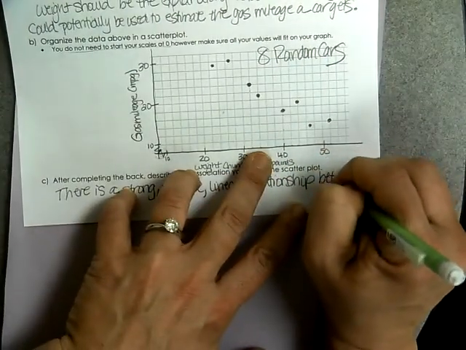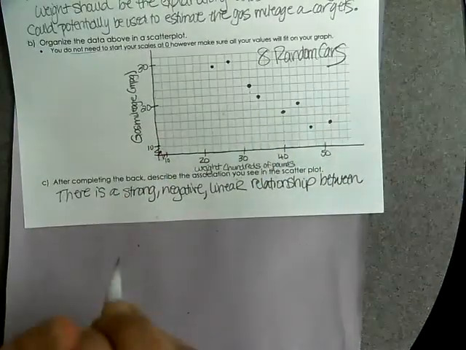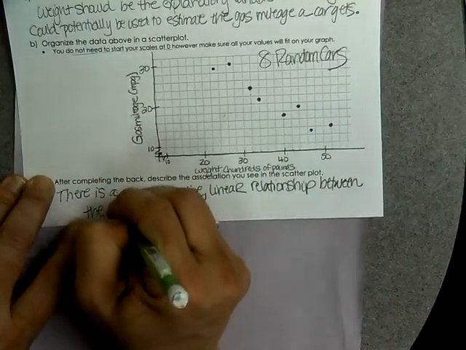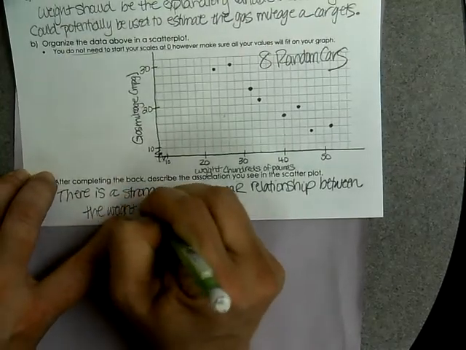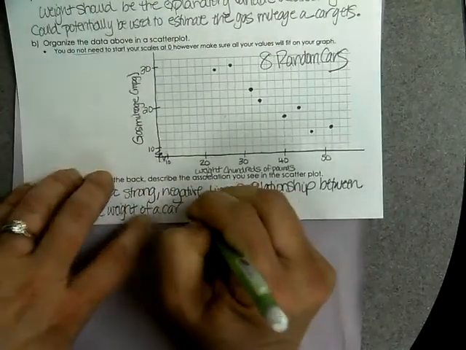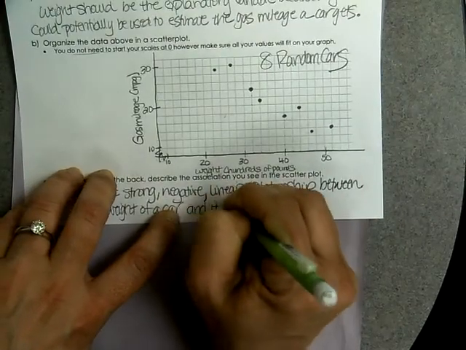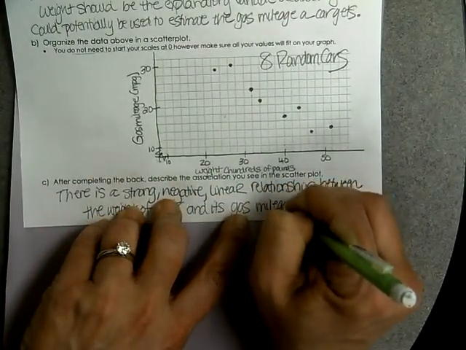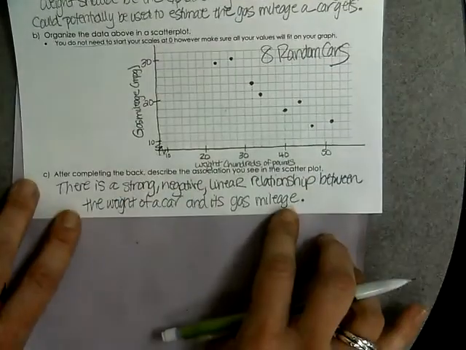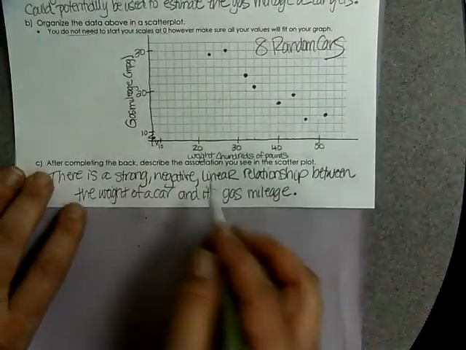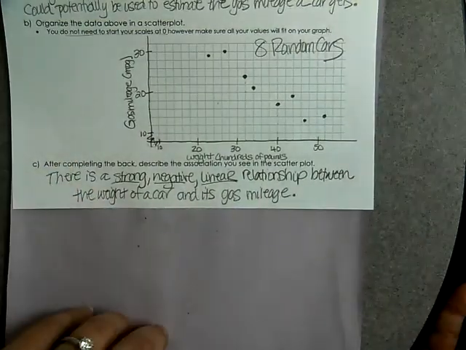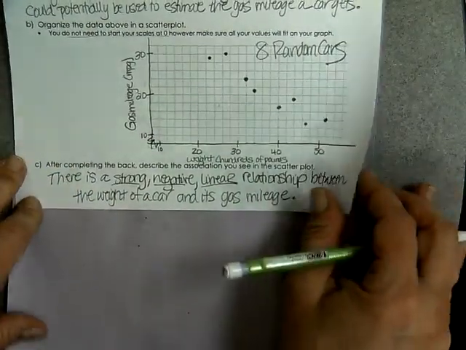But then let's talk about what two variables it's between. Between the weight of a car and its gas mileage. So that's a nice way, when it asks you to describe what you see in the scatter plot, to do it. Talk about the strength, the direction, and the form of the association. Okay?